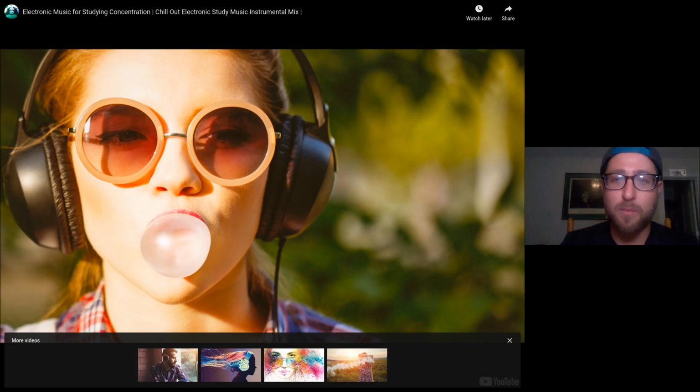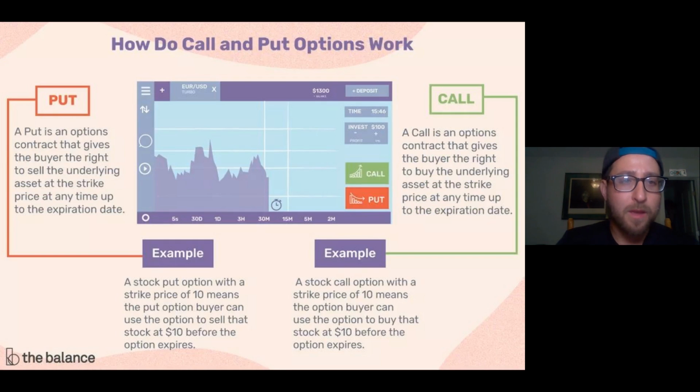So we were going to go over a couple of different things here as far as basic options, what they are, the different kinds of contracts. And then I actually have a video that we're going to go over and we can chat about it and break it down. So let's go ahead and get rolling. So we are going to pull up this slide right here.